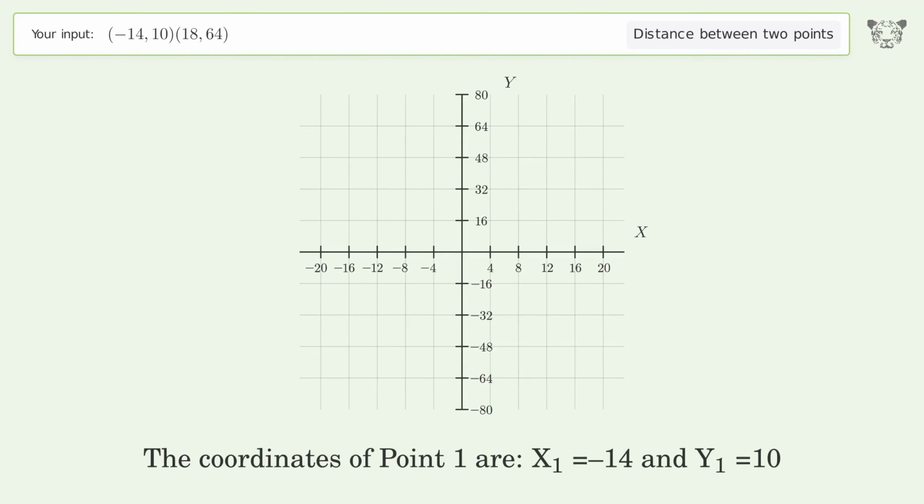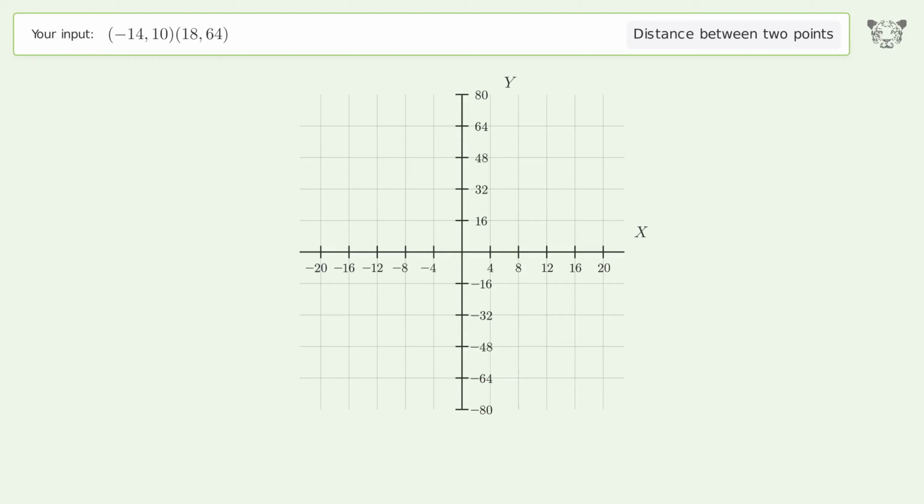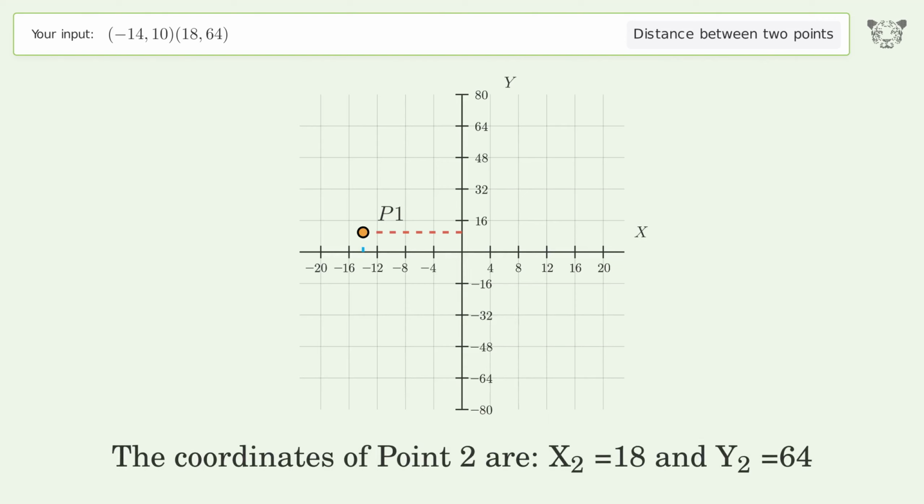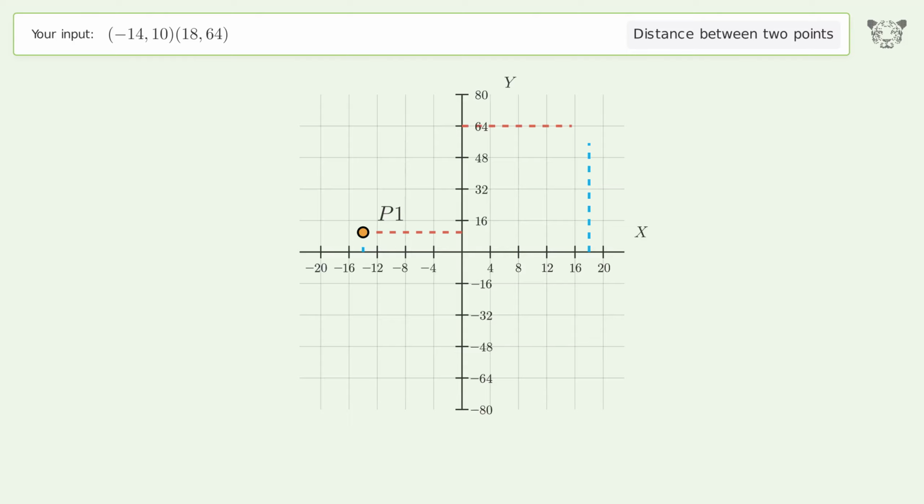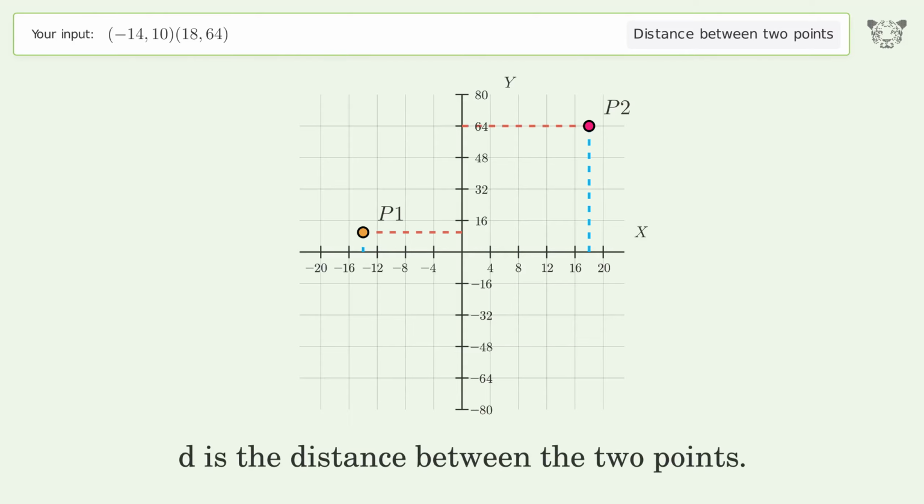The coordinates of point 1 are, x1 equals -14 and y1 equals 10. The coordinates of point 2 are, x2 equals 18 and y2 equals 64. D is the distance between the 2 points.